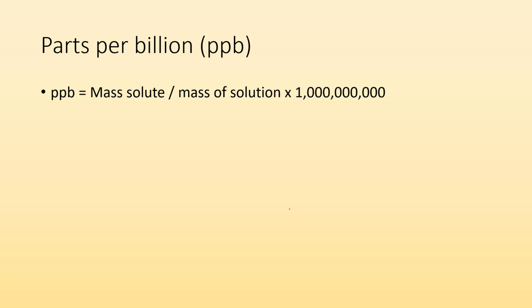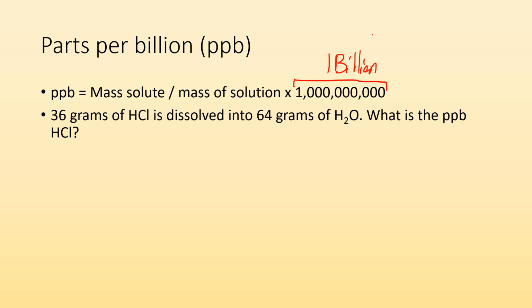Parts per billion is the same kind of thing, except instead of out of 100 or out of a million, it's out of 1 billion. So the setup is still essentially the same, mass of solute divided by mass of solution, but this time it's times a billion. So same combination, same mixture here, 36 grams of HCl dissolved into 64 grams of water. What is the parts per billion? Again, the mass of the solute, which would be that 36 grams, divided by the total mass, which is 100 grams, because it's the 36 plus the 64, then times a billion, or 10 to the 9th.